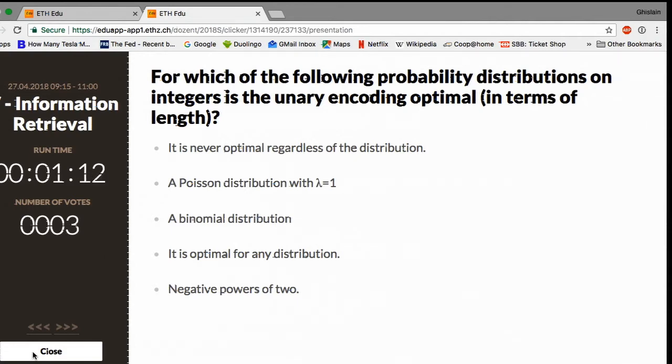I think it's not a secret to you that the unary code looks less optimal than the gamma code. And there is something that may surprise you. Well, actually, I should not tell you, because I'm already excluding an answer, so who knows, maybe, in every case. So for which one of the following probability distributions on integers is, believe it or not, the unary encoding optimal in terms of length?